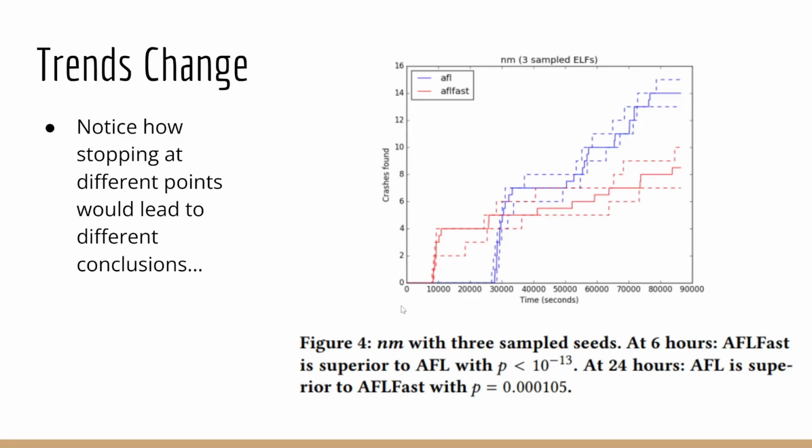Looking at this chart here, a sample chart from the paper, if you stop at different times, you would conclude that one fuzzer, AFL or AFL fast, finds more crashes than others. If you stop between this time range of 10,000 to 20,000 seconds, you would say AFL fast found 4 crashes, meanwhile AFL found 0. And likewise here for AFL, from 30,000 to 90,000, the rest of the time, it seems to generally find more crashes.